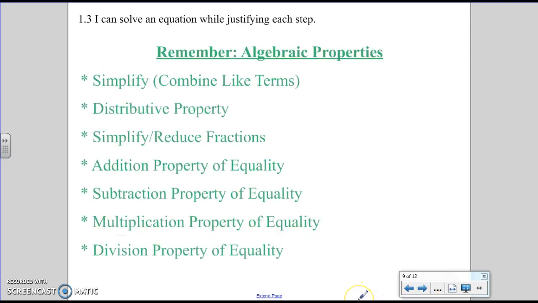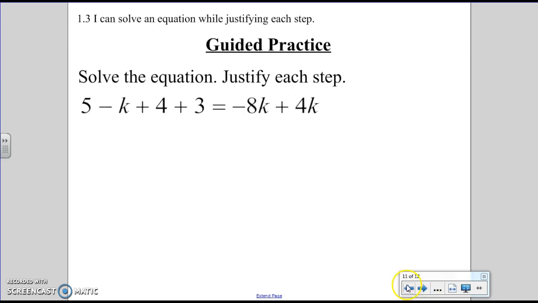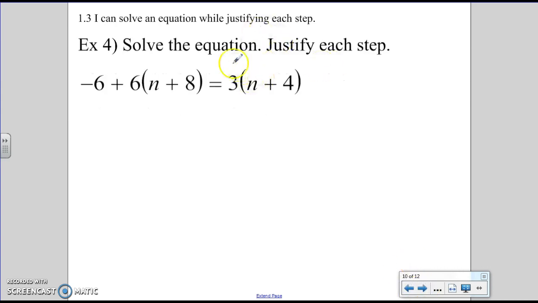Okay. For the last example, we're going to go through and justify our steps. So remember our justifications. You can either say simplify, which is combining like terms, distribute a property, reduce fractions, addition property of equality, subtraction property of equality, multiplication property of equality, and division property of equality. Okay, so we're going to go ahead and just do one problem and then have you try one on your own. So this will be quite a bit faster.